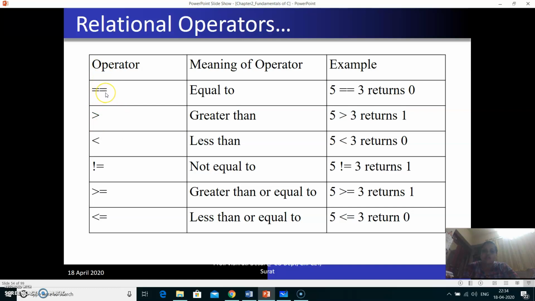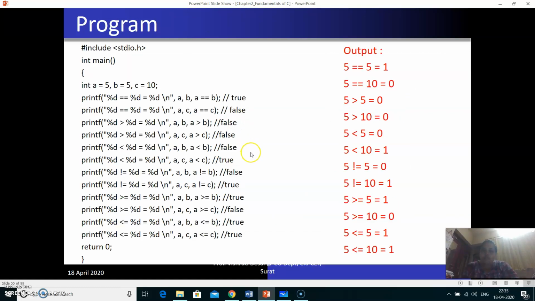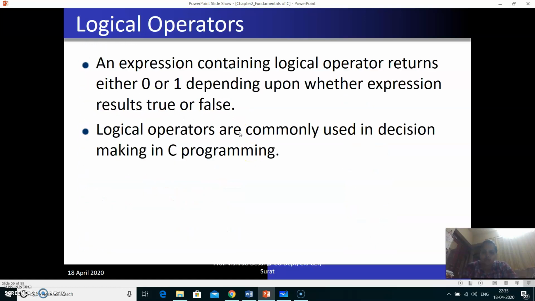First one is the equal. Now you have to be very careful that when you are checking the equality of two numbers or two variables, you have to represent it as double equal. So you have to write 5 == 3. The meaning is whether 5 is equal to 3 or not. So it is false, so it will return 0. Exactly similar way, greater than, less than, not equal, greater equal and less than equal. Here you can see the example and we can go through it.